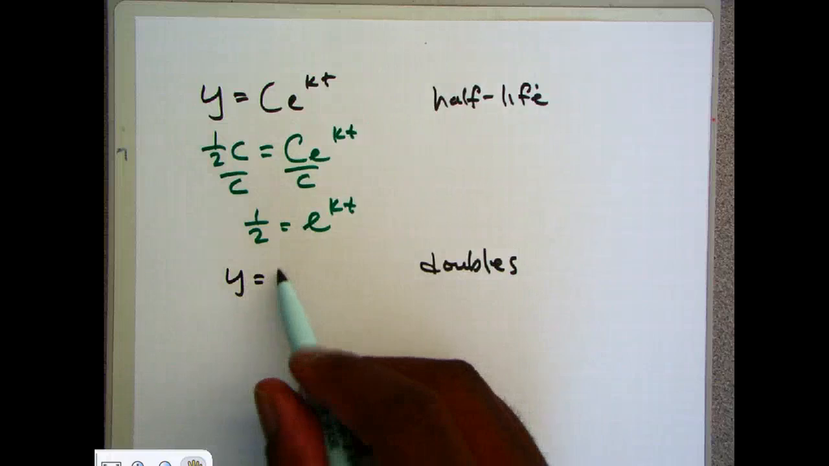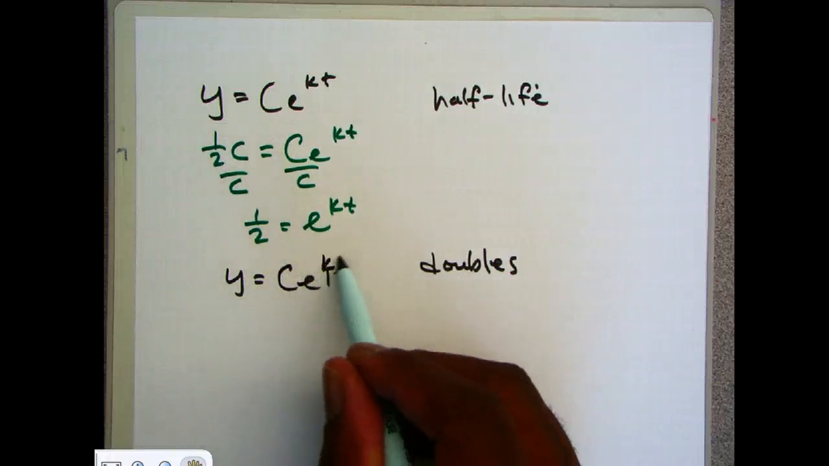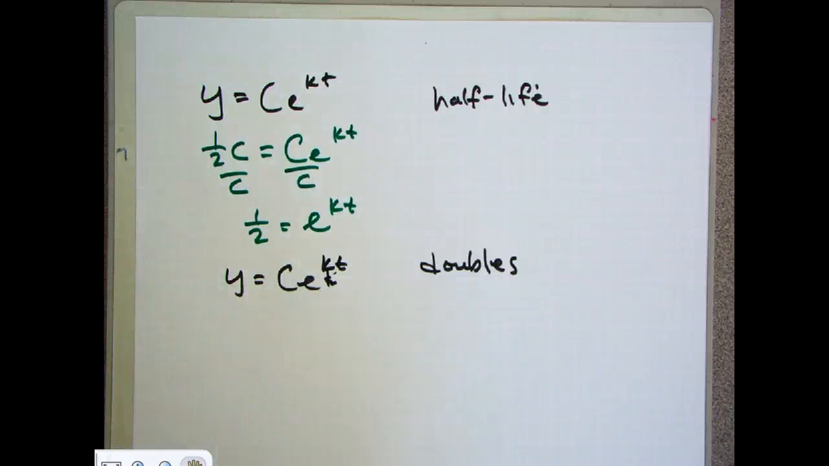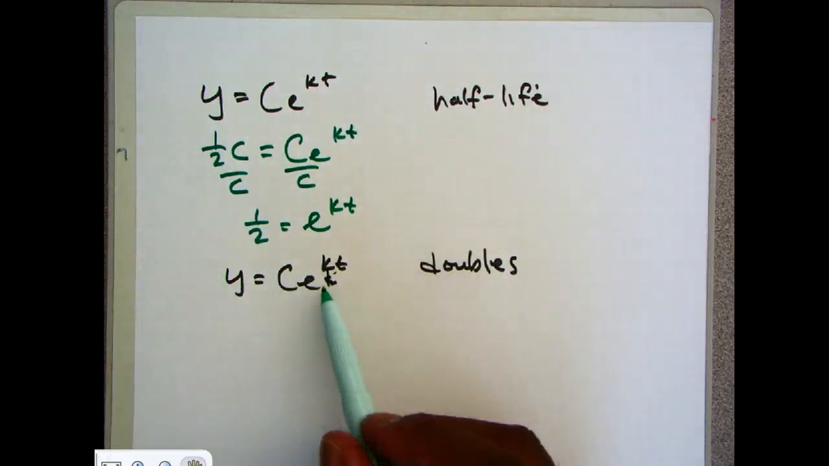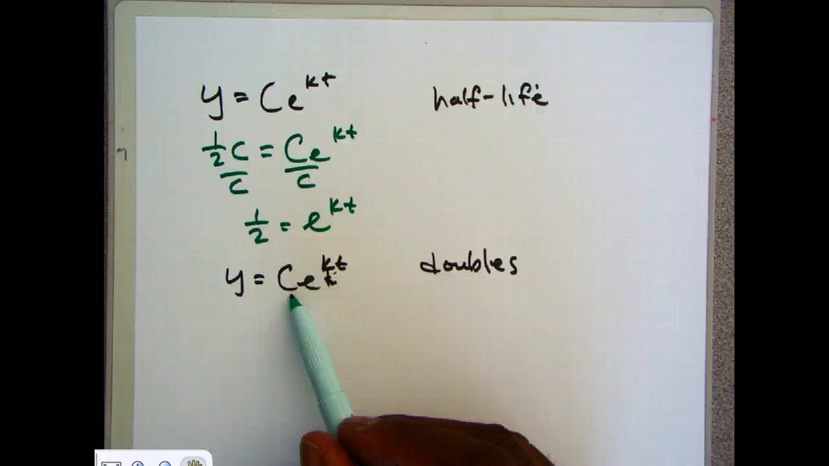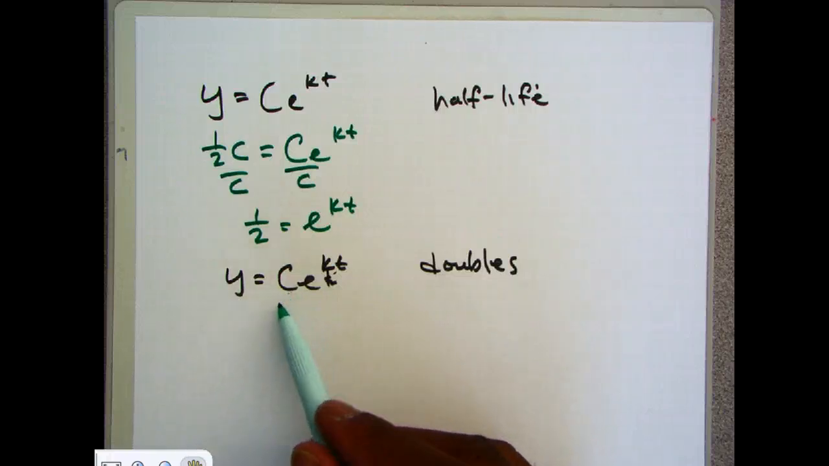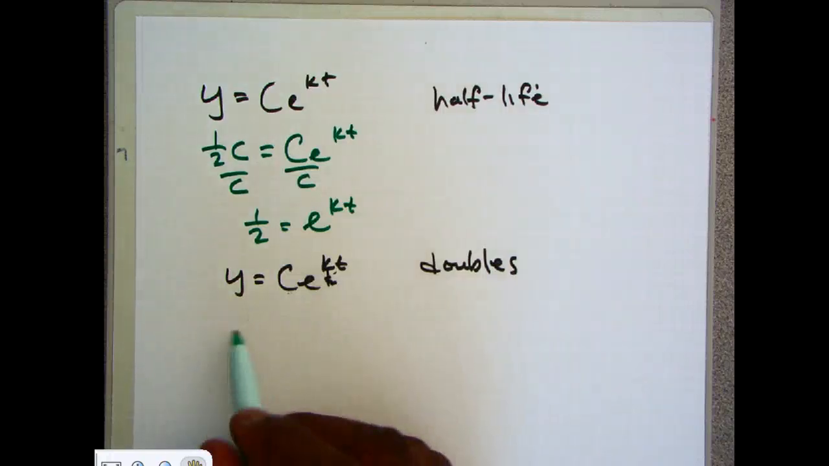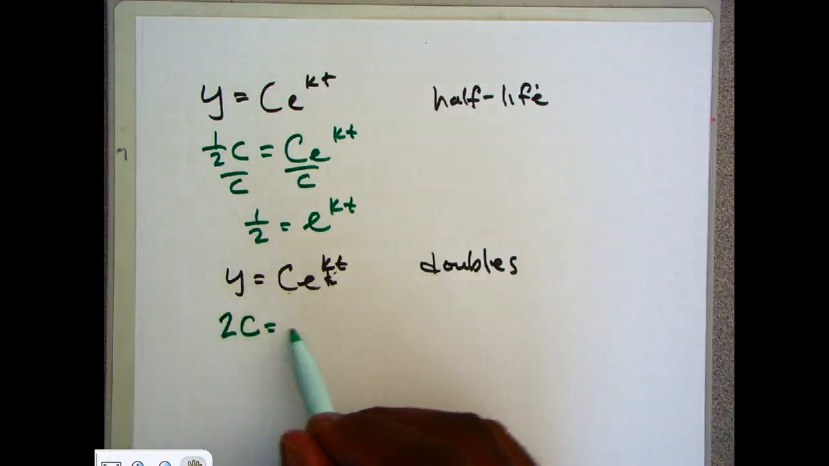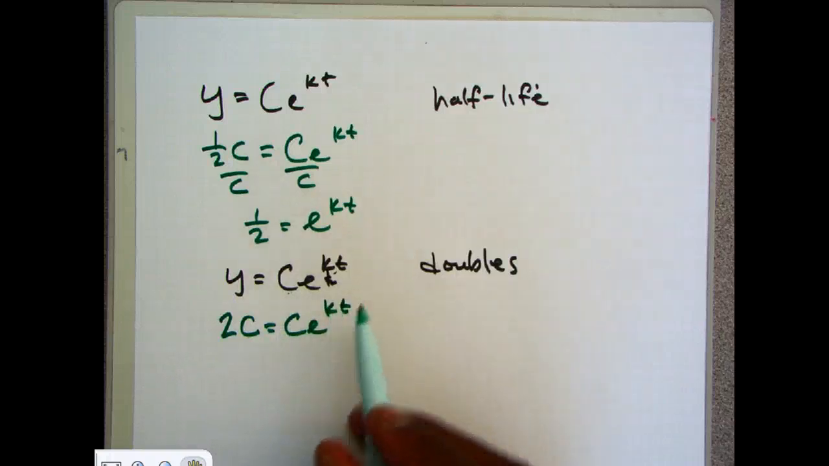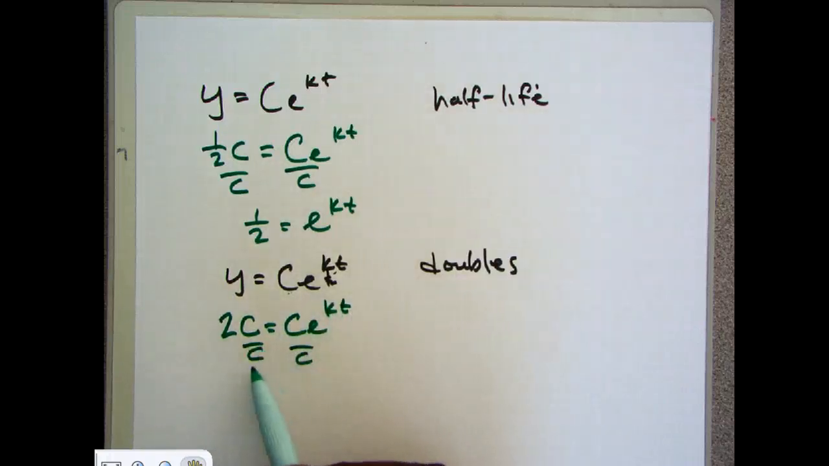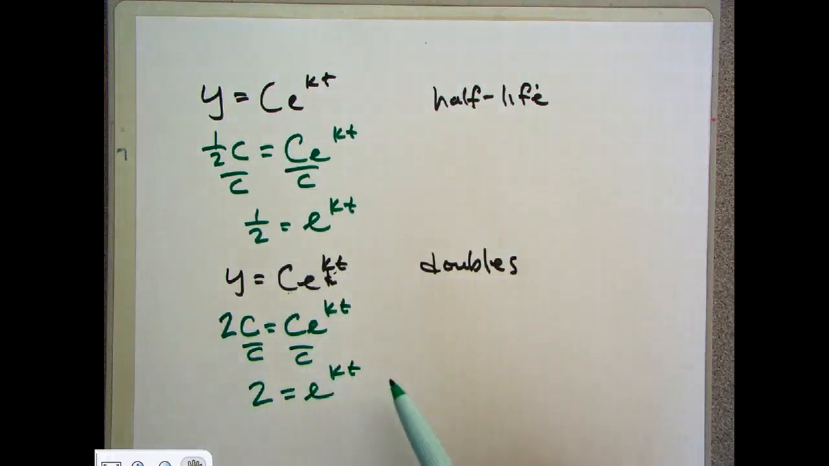Okay. What about if your population doubles? So y is equal to ce to the kt. If my population doubles after a certain time, then I know that my new amount is going to be 2 times bigger than the initial amount. So if my initial amount is c, my new amount is going to be 2c. It's equal to ce to the kt. Again, dividing both sides by c, we get 2 is equal to e to the kt. So that's if it doubles. Okay, and you can go ahead and do the same thing for triples or quadruples.